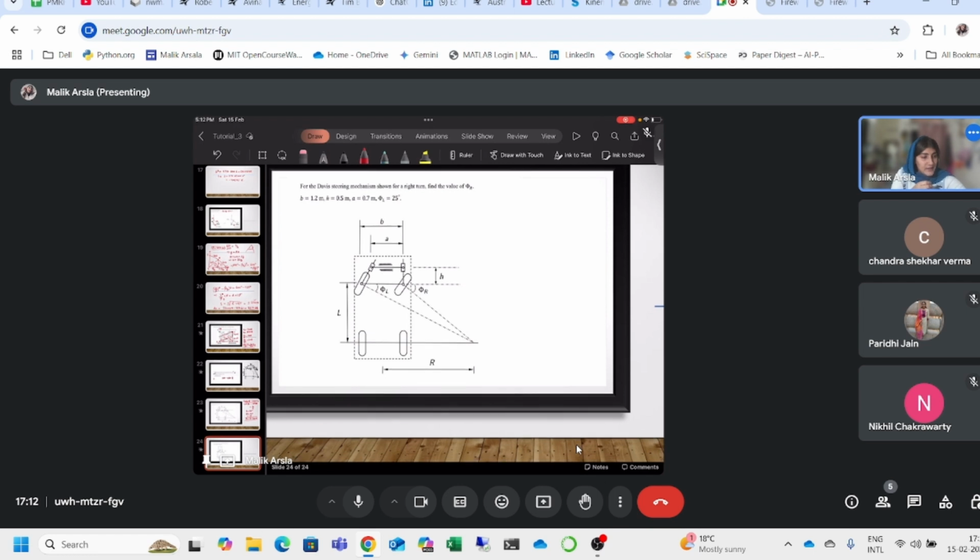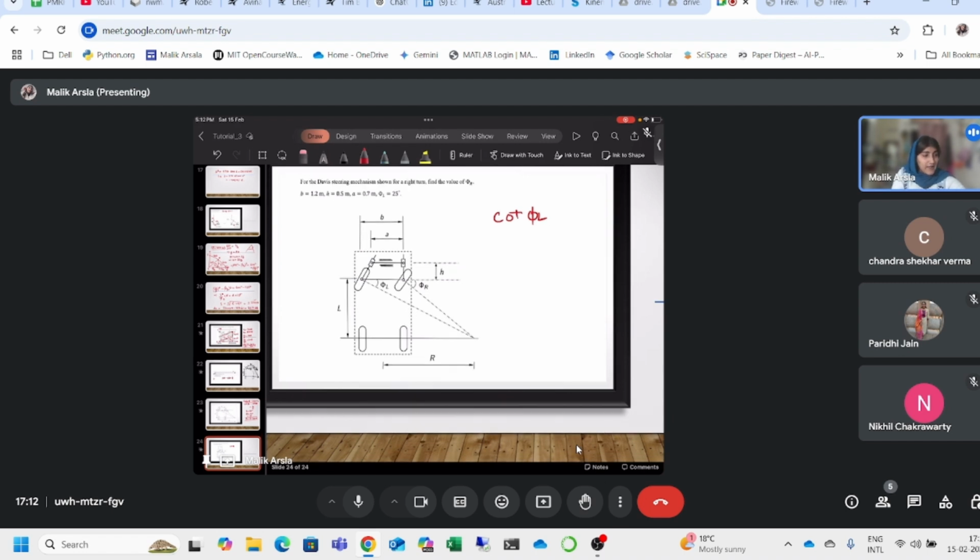It is nothing but, you have to remember it, cot of phi L. There is a whole derivation which you have gone through in the lectures, but I'll not do that here. You will remember these formulas. It will be cot of phi L minus cot of phi R is equal to what? For perfect steering, it was B by L. For Davis steering, it is B minus A by H. So B, A, H and phi L have been given, and you have to find phi R. So quickly do this and tell me what you are getting.